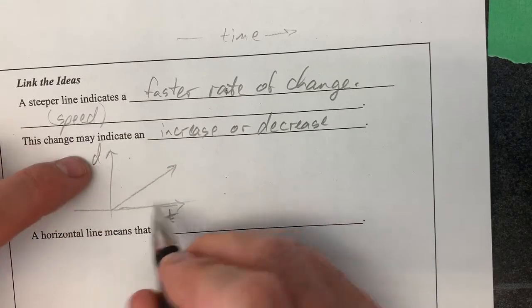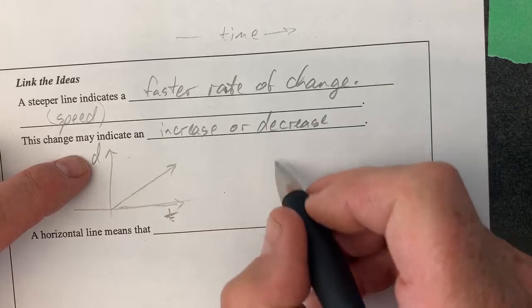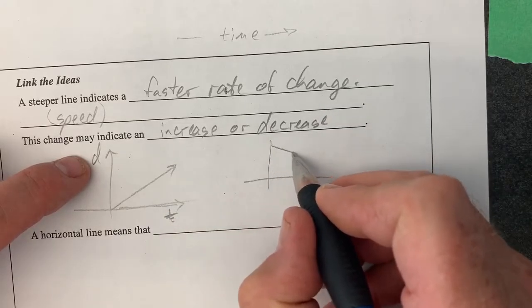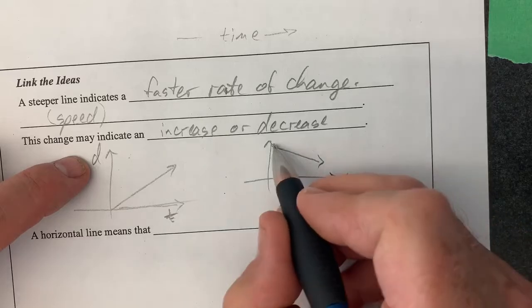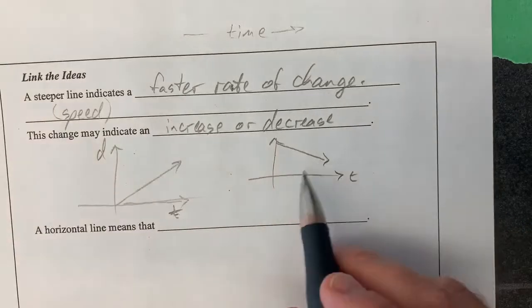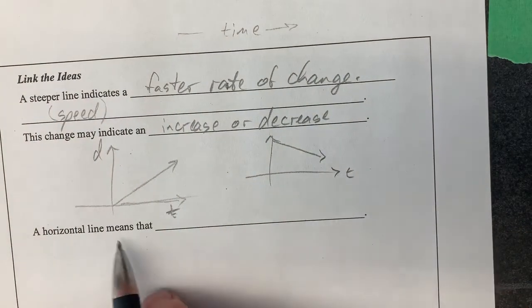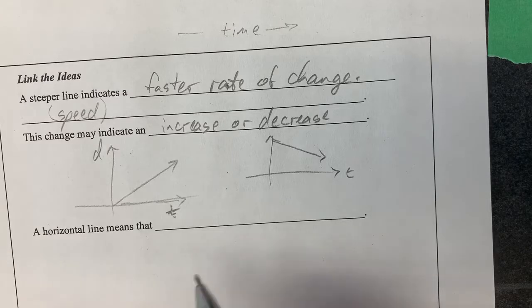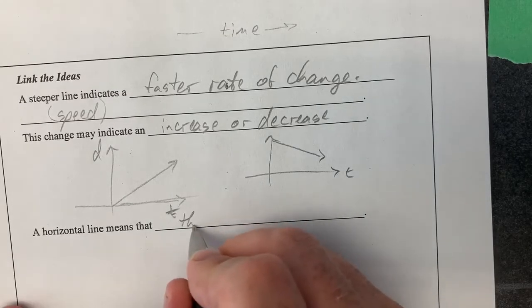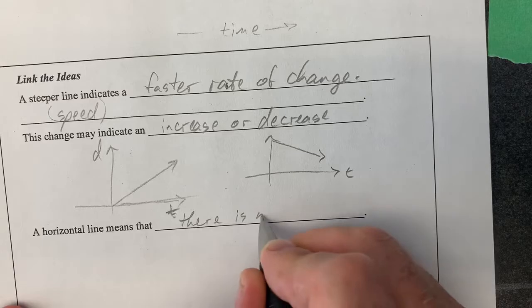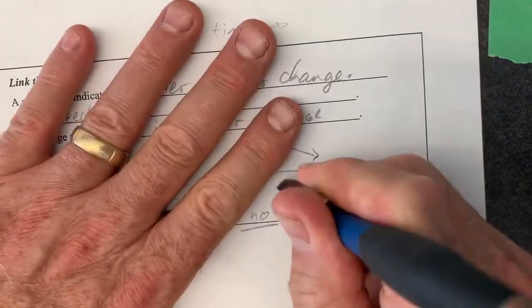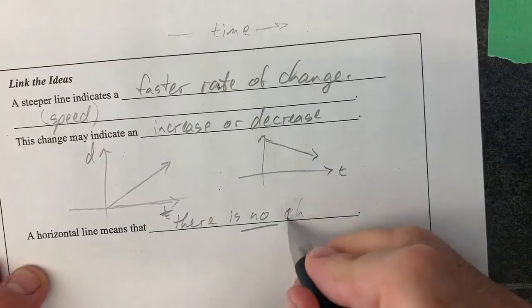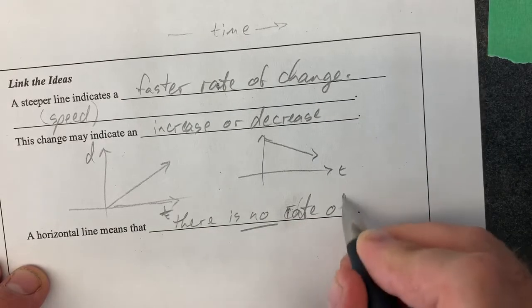Quite often we use T for time. This would be increasing. Or if it was decreasing, something that's going down. Decreasing over time, right? So something that's decreasing means it's going down. We always read it from left to right. A horizontal line means that there is no rate of change. Okay, let's do this. No rate of change.